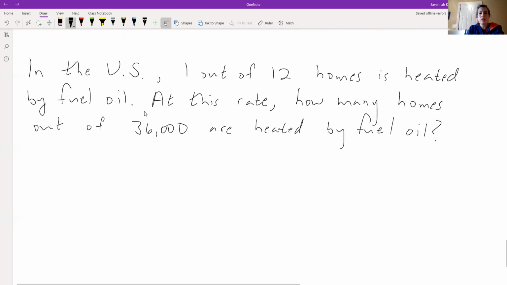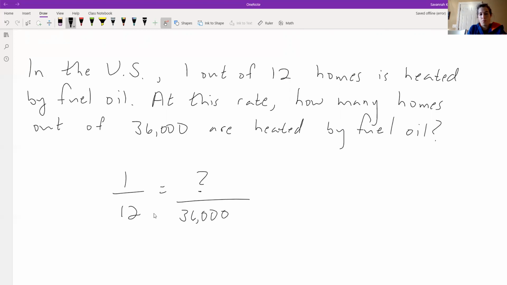Okay, so what I usually do, 1 out of 12, that's just a fancy way of saying 1/12. So I just write 1/12 equals because that is my first ratio. And I know this is a proportion problem, so I need 2 ratios set equal. So at this rate, how many homes out of 36,000 are heated by fuel oil? So it's like, I don't know, out of 36,000. So I've got something like that.